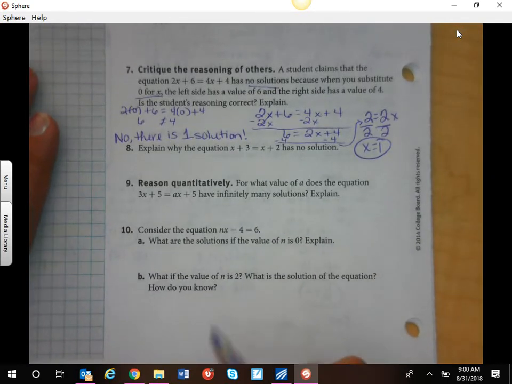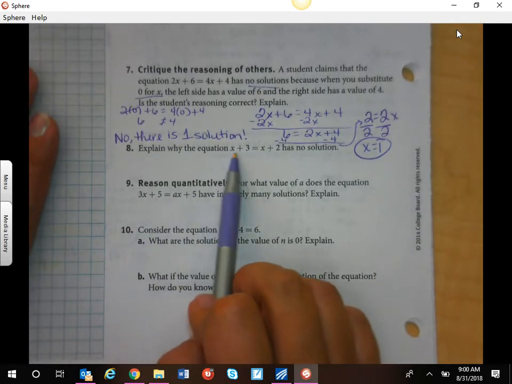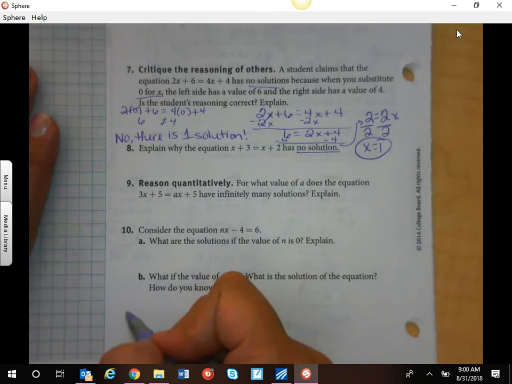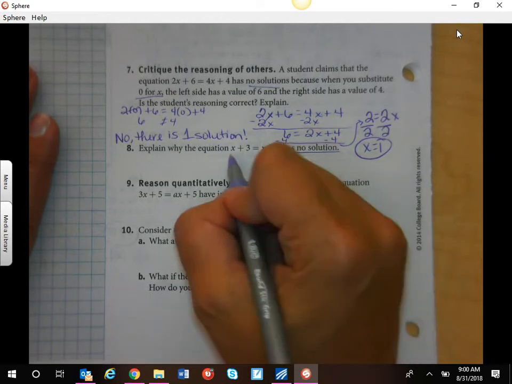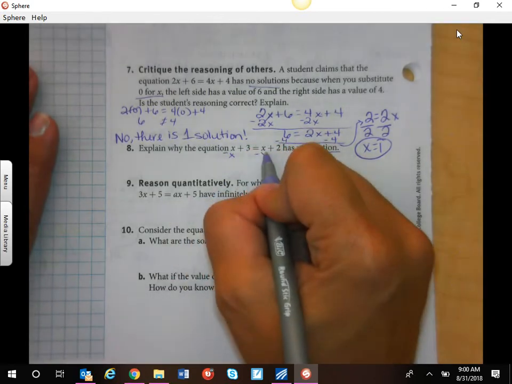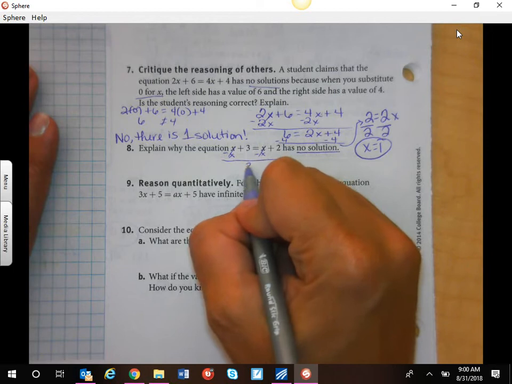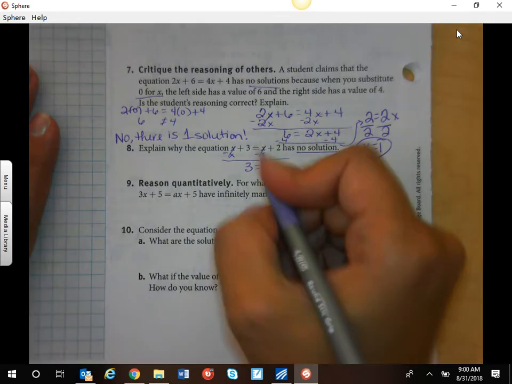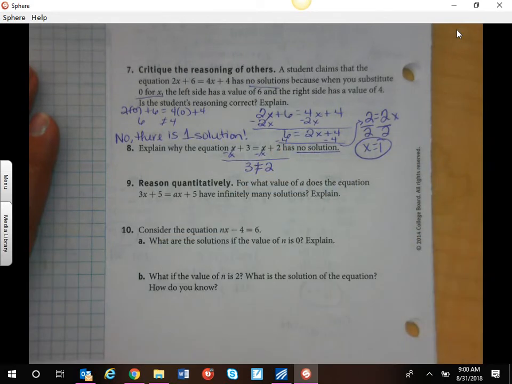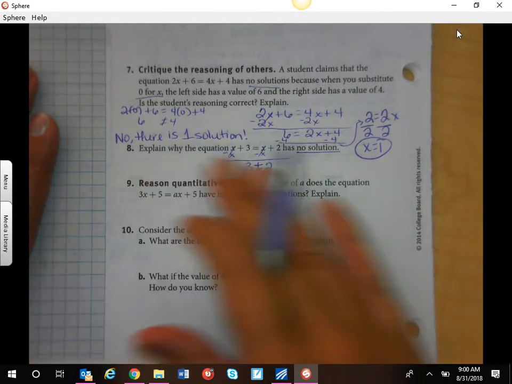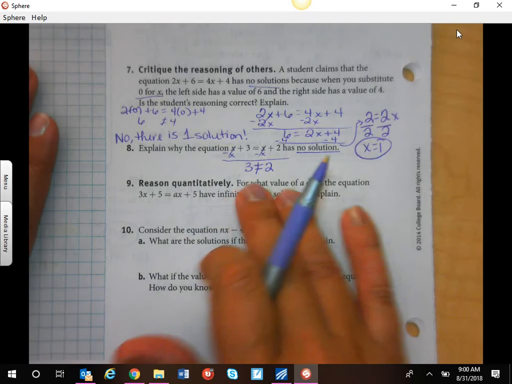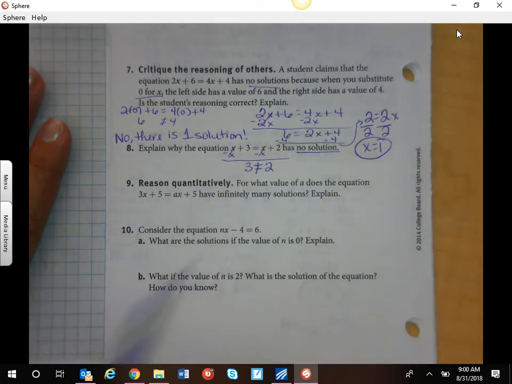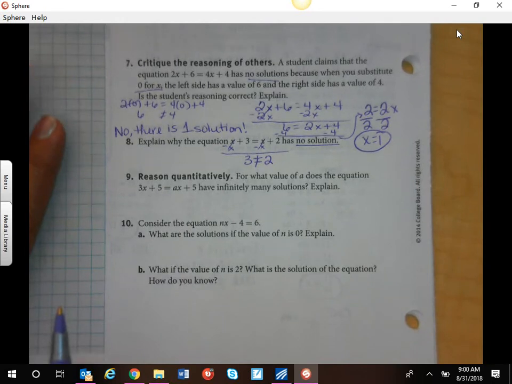What about this? This says, why does x plus 3 equals x plus 2 have no solution? Well, we can again algebraically prove, if I put my variables on one side, well, 3 equals 2. Well, does 3 ever equal 2? 3 never equals 2. They're two different values. So explaining why, we can mathematically show why that is true, because there are no numbers we can put in for x that both sides will be equal.